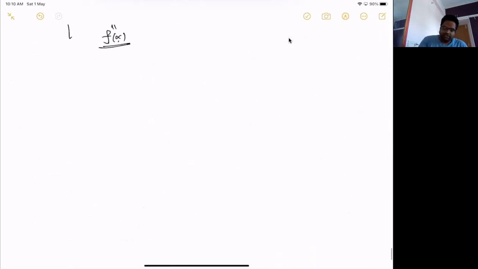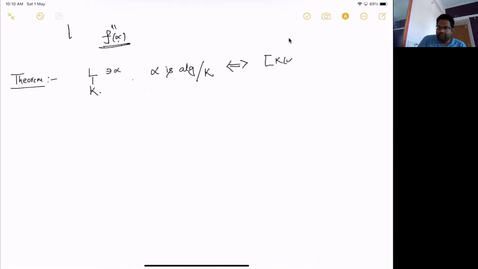All right. Based on this, we have the following most important theorem, which characterizes algebraicity in terms of degrees. So let L over K be an extension, as usual, and let alpha be an element of L. Then alpha is algebraic over K if and only if the degree of the field generated by K and alpha over K is finite. So the most important part is that it is an if and only if statement.